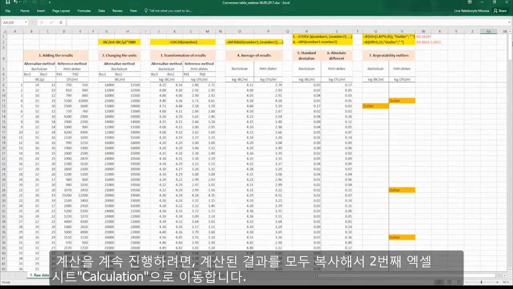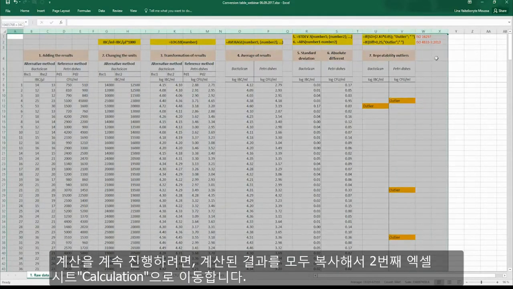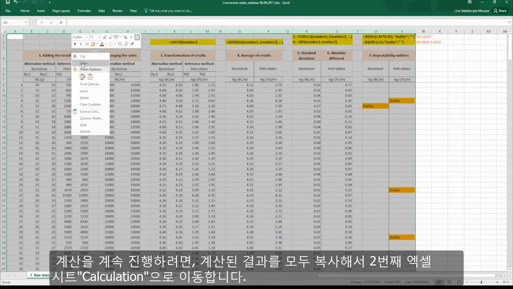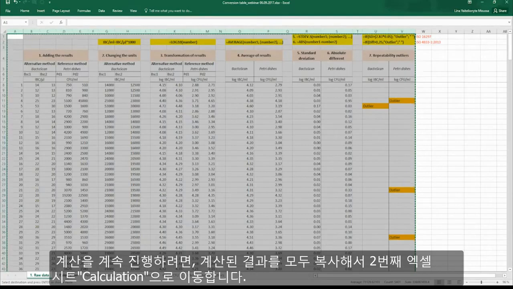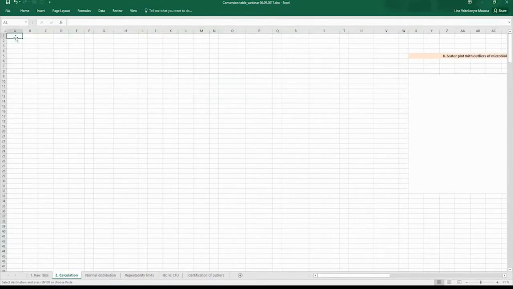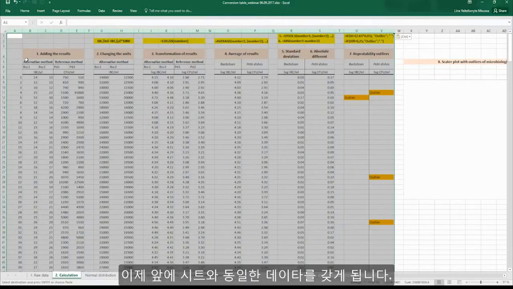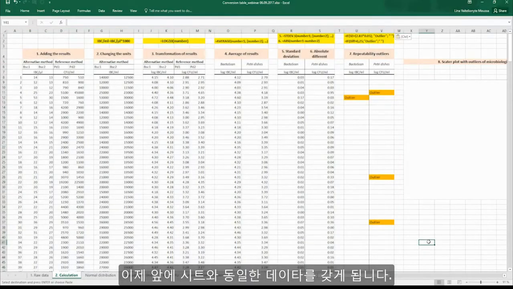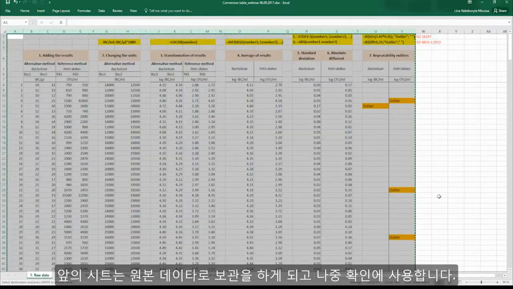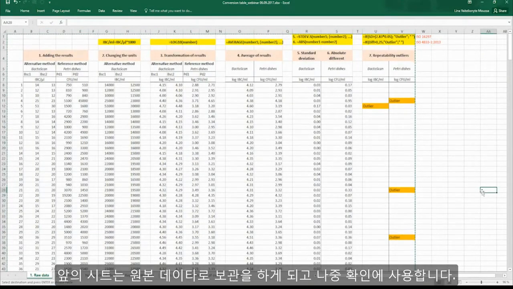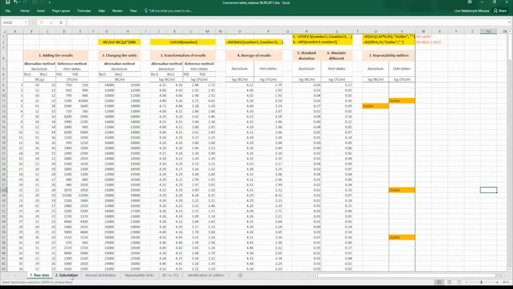In order to proceed with calculations, I would recommend to mark all these calculated data and copy. Go to the next Excel sheet, I named it calculation, and paste. Now we have the same data here. In the raw data sheet we have all data. We will not delete anything from here, so you can go back and see which data you had previously.